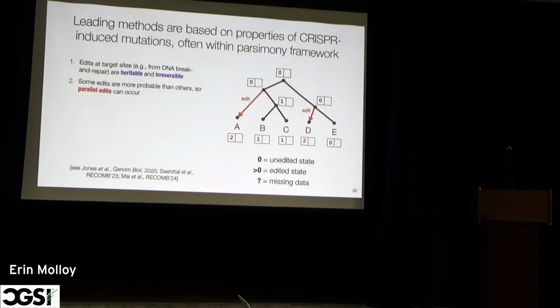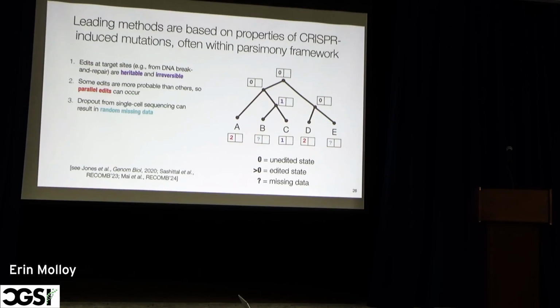Now, with DNA break and repair, you're going to actually have some repair edits be more common than others. And so this means that you can actually have a scenario where the same edit occurs at two different parts of the tree in parallel. This is homoplasy. And so we see that cell A and cell D are both in edit state 2, even though they're not descended from, even though they're not in a subtree together.